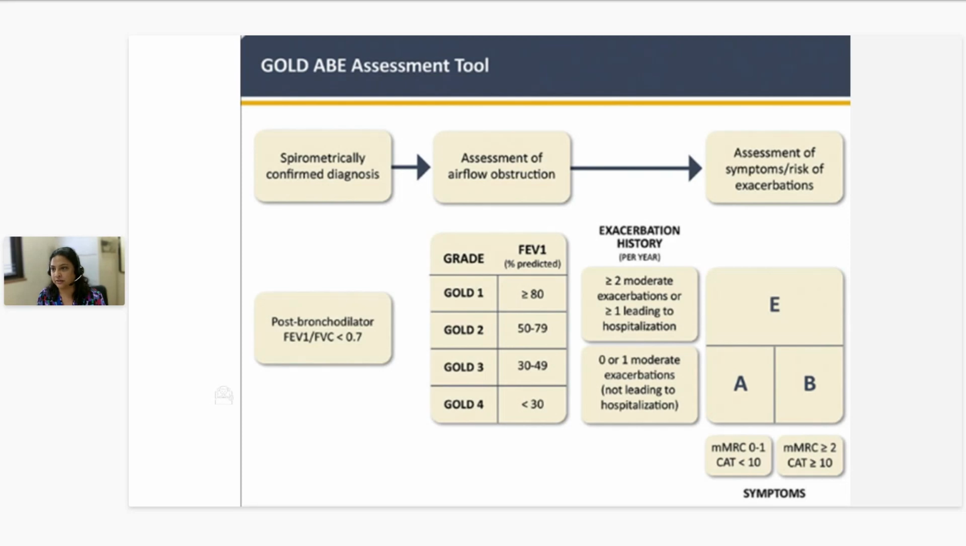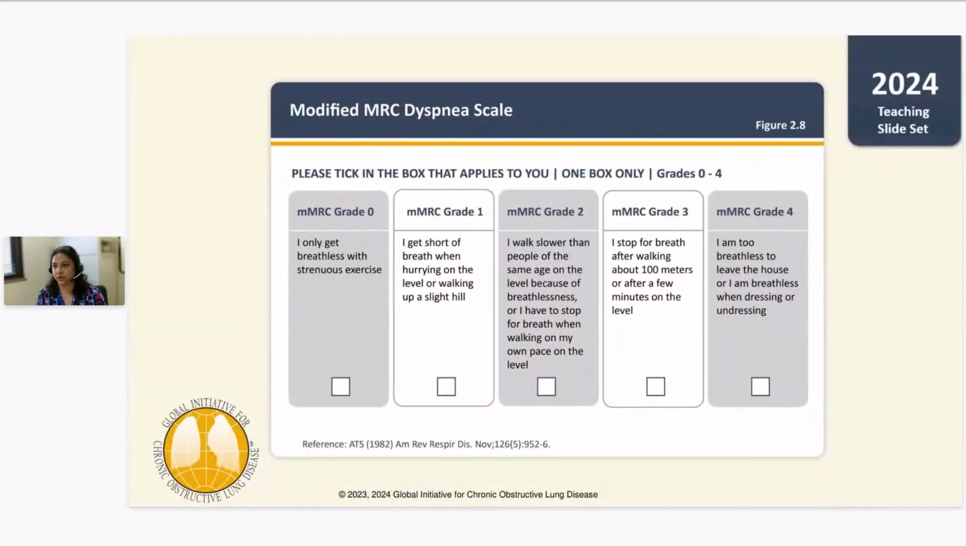And then let me show you, the MMRC is a dyspnea scale that looks from grade 0 to 4 based on what they're able to do with exertion. I only get breathless with strenuous exercise is a MMRC 0, whereas I am too breathless to even leave the house, or I'm breathless when I'm just dressing or undressing, is the most severe, MMRC 4.